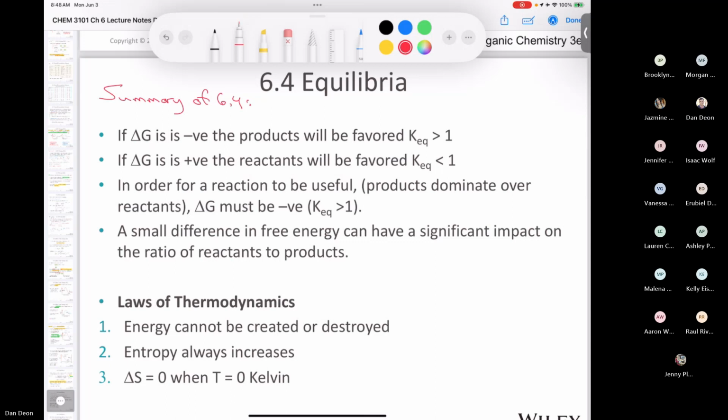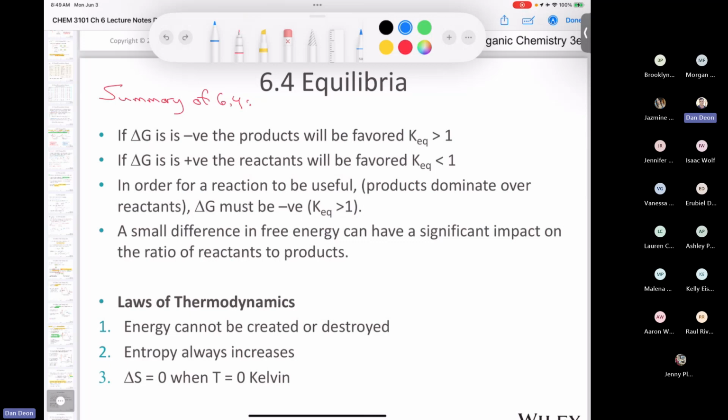In order for the reaction to be something useful, that's not just going to waste your time, it's going to give you mostly products. Your products are going to have to dominate over the reactants, and your delta G is going to have to be negative, which means your K is going to have to be greater than 1. If you're sitting there listening to me and going, isn't this just kind of rehashing what you said? Exactly. It's repeating it, okay? But it's just telling you that, yes, you have to have a negative delta G. Otherwise, the reaction isn't worth doing.